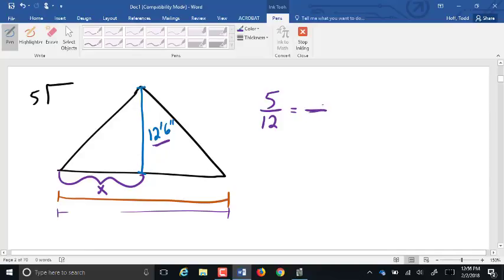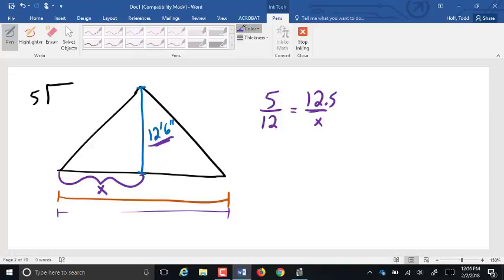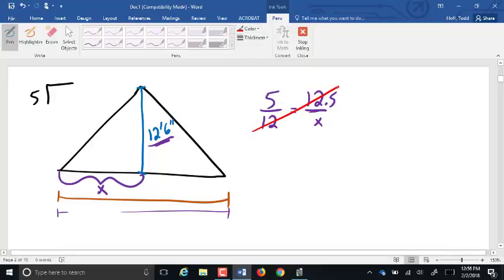So over here, what's going to go on top in this ratio? That's the rise, the 12 foot 6, which of course is 12.5 feet. We've got to put it all in a single unit. And then X is going on bottom, cross multiply, and divide. 12 times 12.5 is 150. Divide by 5 is 30. So X can be 30 feet, which means that whole span can be 60 feet. Very good.